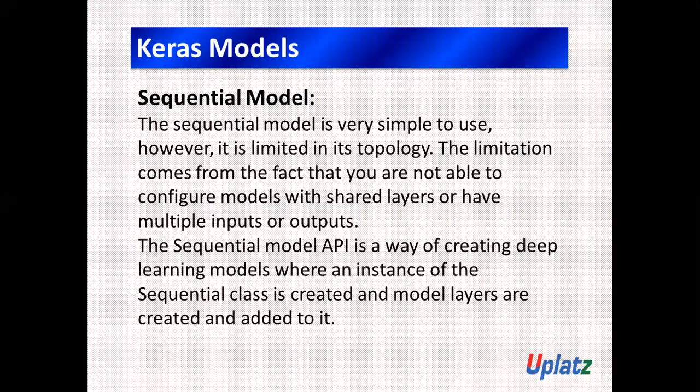The sequential model is very simple to use. However, it is limited in its topology. The limitation comes from the fact that you are not able to configure the model with shared layers or have multiple inputs or outputs. The Sequential Model API is a way of creating deep learning models where an instance of the sequential class is created and the model layers are created and added to it. Got the point?